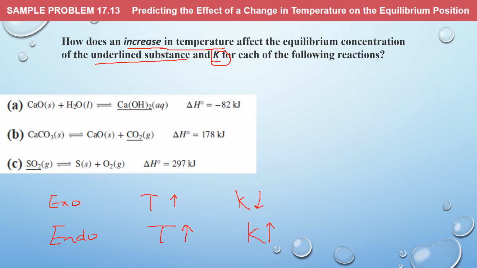Just by looking at the sign of delta H, this one is an exothermic reaction, so increasing the temperature will decrease the K value. This one is endothermic, and so is the third one. So for both of them, because increasing the temperature is the condition in this problem, the K value is going to increase.